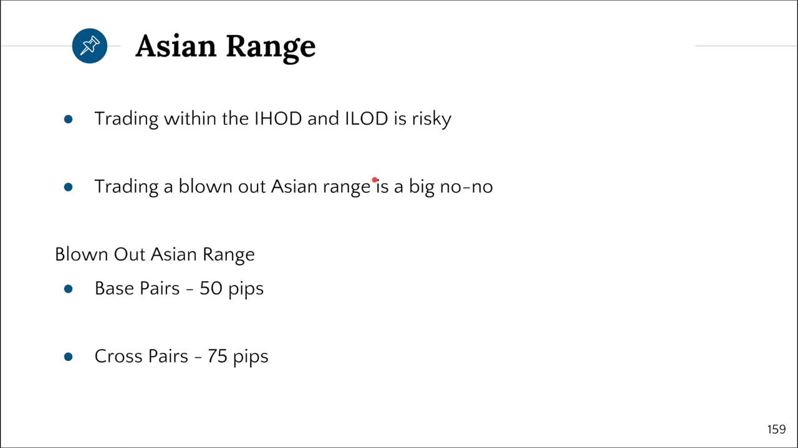Let's dive a little bit deeper into the Asian range. Trading within the initial high and low set during Asia is always going to be risky. Trading a blown out Asian range, like I just told you, is also going to be a big no-no. You want to avoid these cross pairs that go 200 pips in the Asian session. It doesn't matter how far they went in Asia. If anything, that means that they're going to consolidate the rest of the day because they've already got the move that they need for the day, and there's no reason for them to continue in that direction. They've already made their money.